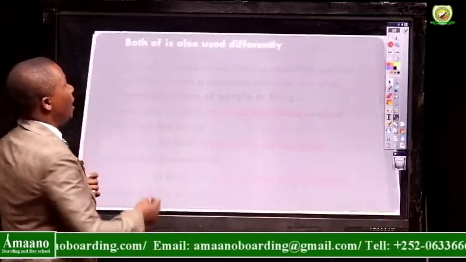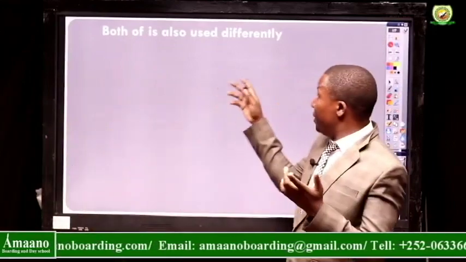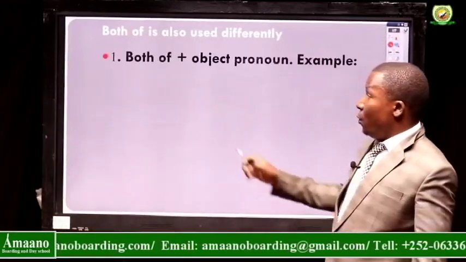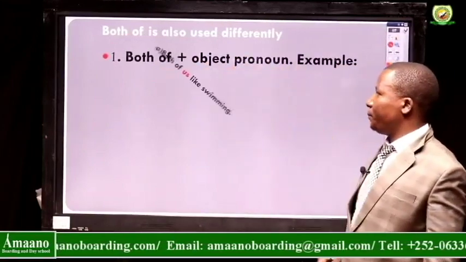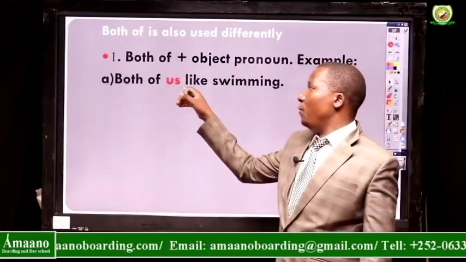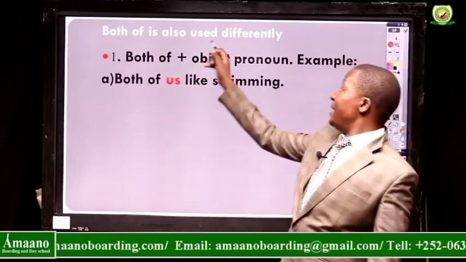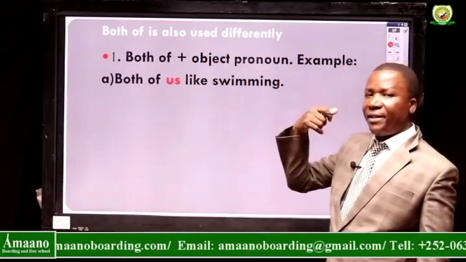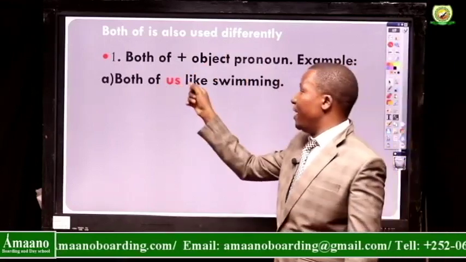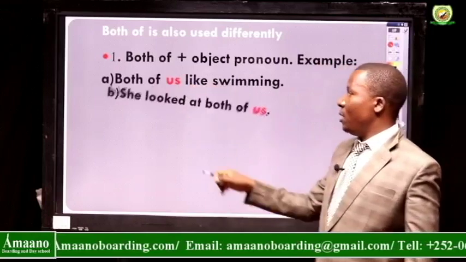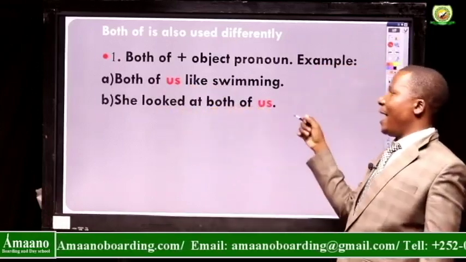What about both of? Both of is also used in different ways here. We can use both of plus object pronoun. For example, both of us. Both plus what? Pronoun. Remember what I said about pronoun? It stands in the place of a noun. Both of us like swimming. She looked at both of us.